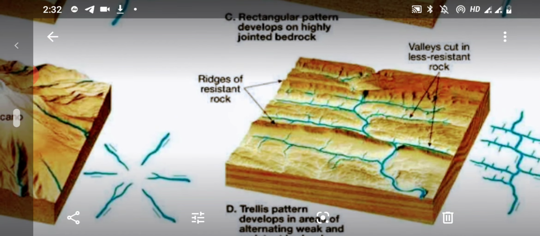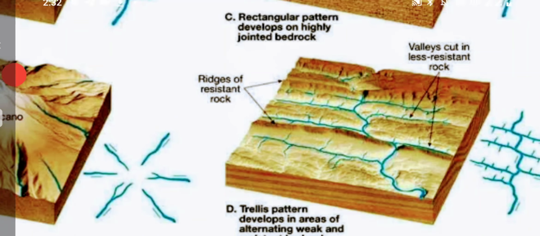Then after rectangular, there is one similar pattern. It is known as the trellis pattern. This pattern is very important. It looks like rectangular, but it is not. It is a little bit different from rectangular because it appears in areas where faults are there in the underlying rock, and because of that fault, the water is made to flow according to the structure of the land.